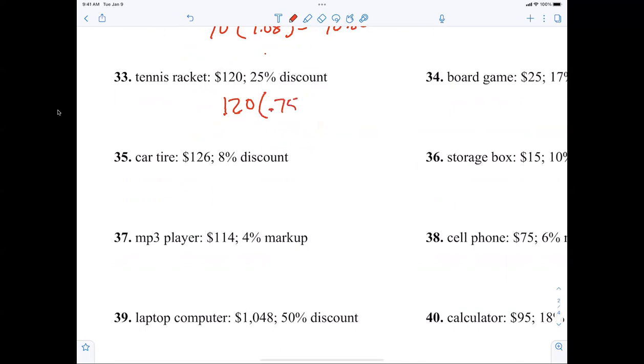Thank you, sir. How much? $9? You're only going to pay $9 for a $120 racket.